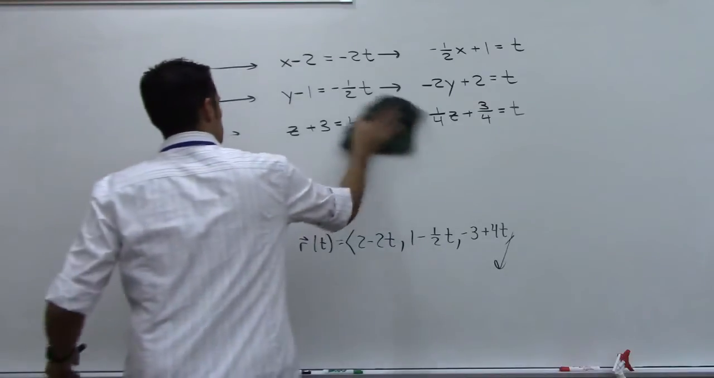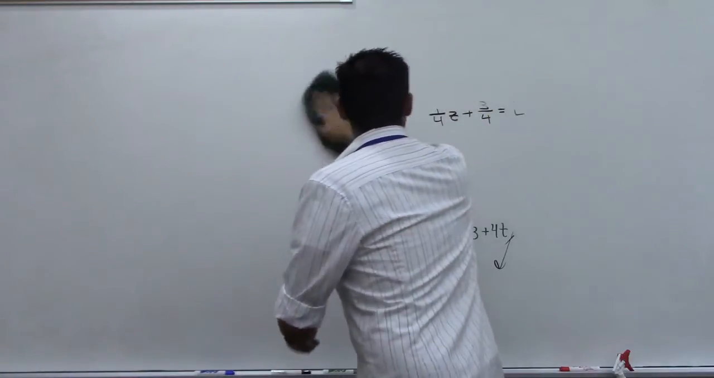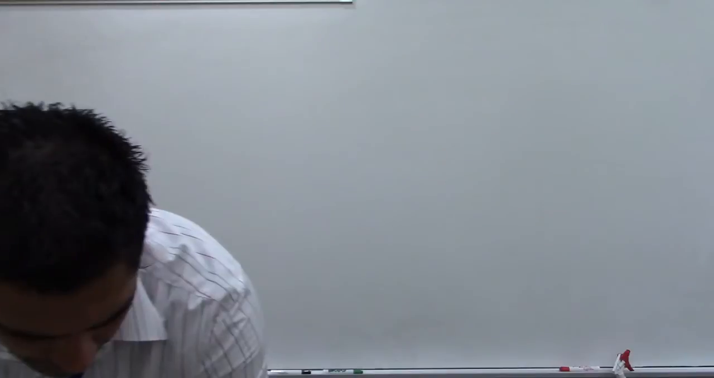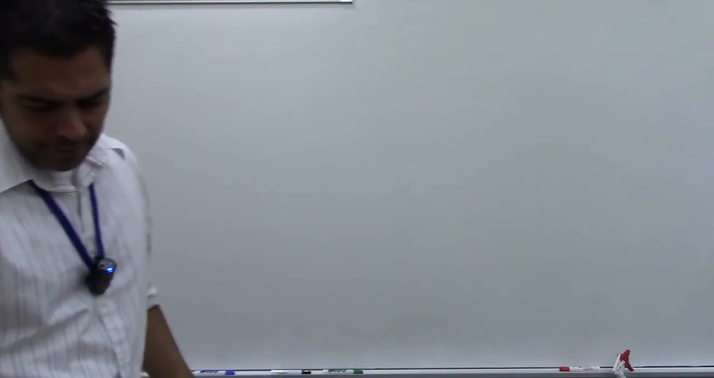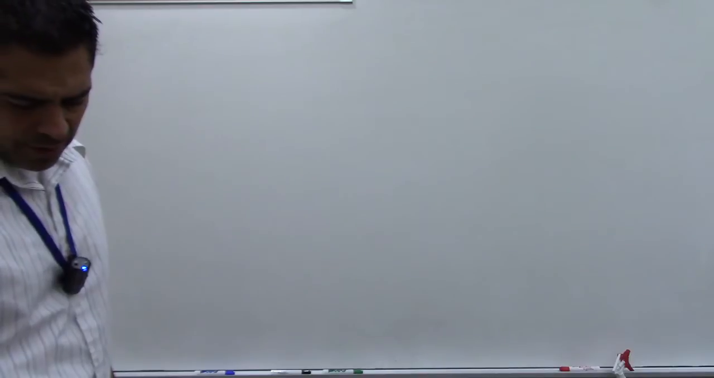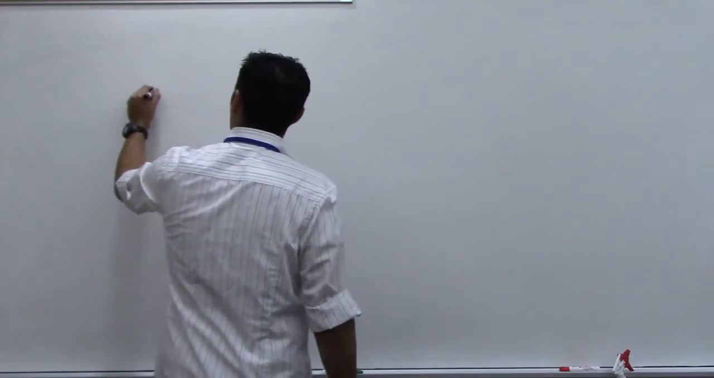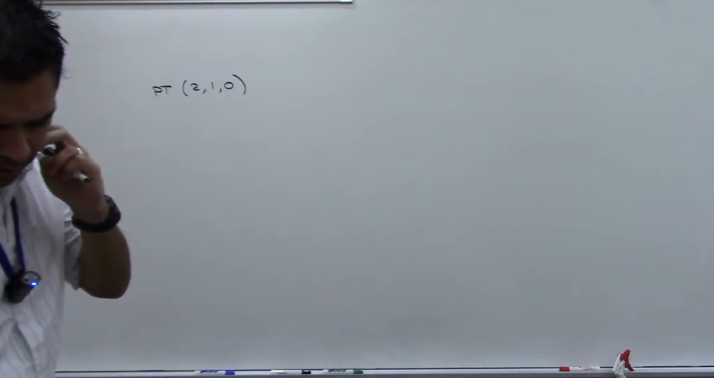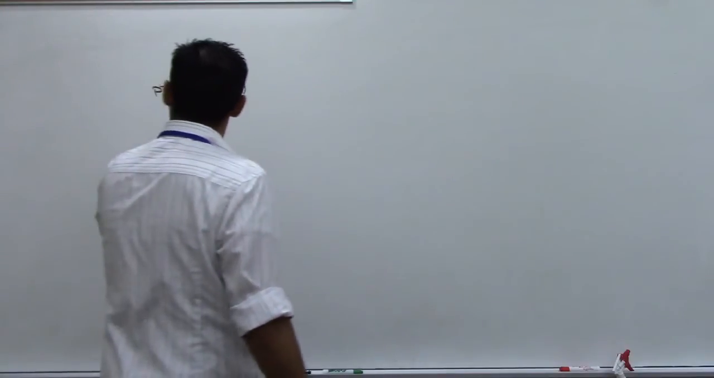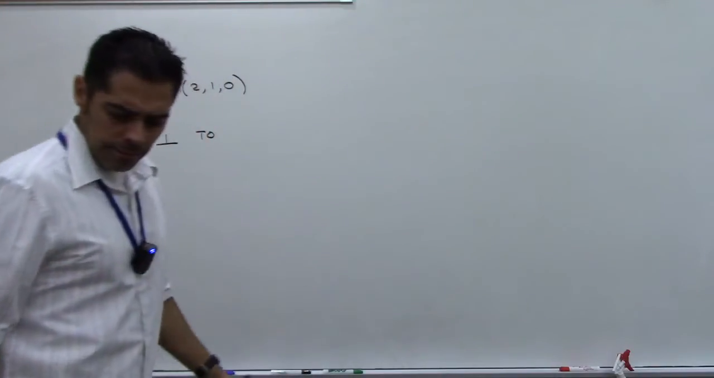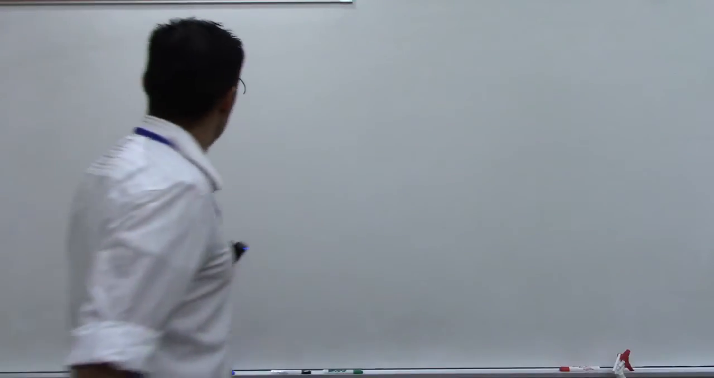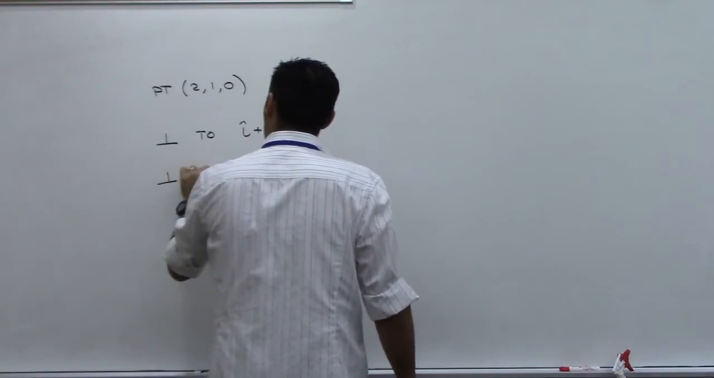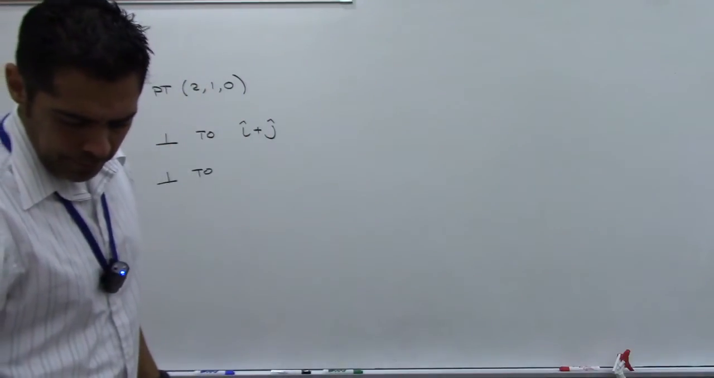Okay. Number, what do we have next? Number 8. Same thing, same instructions. Find the parametric and symmetric equations of the line through the point (2, 1, 0). So you're given a point (2, 1, 0), and it's perpendicular to i plus j and perpendicular to j plus k.